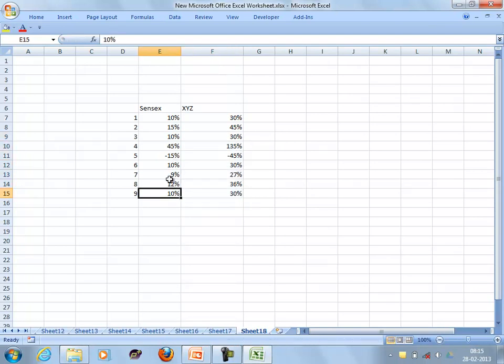Let me give this as 12. Let me give this as 3. These are the numbers. Now, what I want to do is see this relationship graphically.